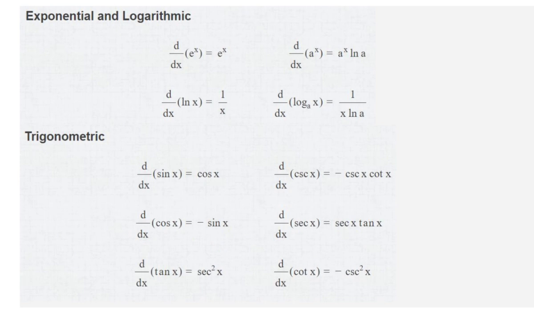In this slide, you can see the derivatives of exponential and logarithmic functions and also the derivatives of trigonometric functions. So the derivative of sin x is cos x, derivative of cos x is minus sin x, derivative of tan x is sec square x, derivative of cosec x is minus cosec x cot x, derivative of sec x is sec x tan x, and derivative of cot x is minus cosec square x. Notice that a negative sign appears in the derivatives of the co-functions cosine, cosec and cotangent.